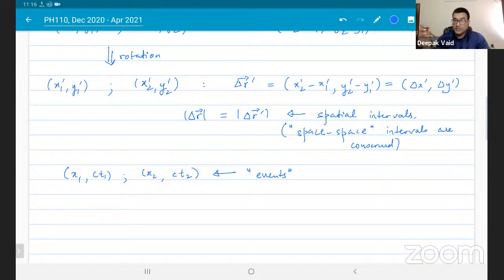So now you imagine there are two such events, two such flashes. The first flash is at position x1 and at time t1 as seen by me. And the other flash is at position x2 and time t2 as seen by me. Right? So these times can be different or they can be the same, it doesn't matter.